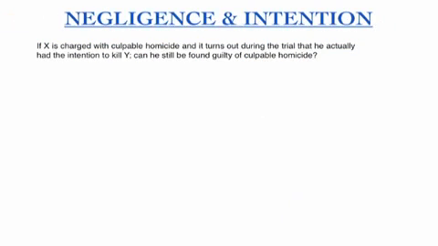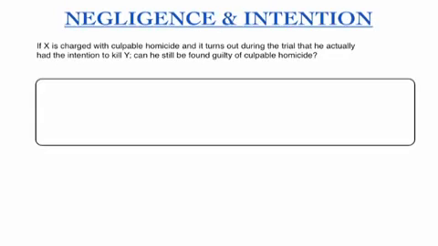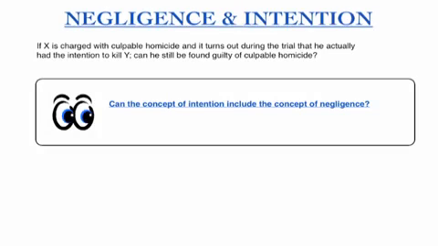Negligence and intention. If X is charged with culpable homicide, and it turns out during the trial that he actually had the intention to kill Y, can he still be found guilty of culpable homicide? In other words, we need to look at whether the concept of intention can include the concept of negligence.